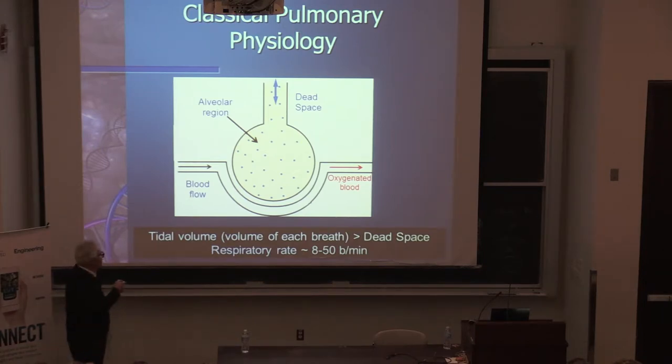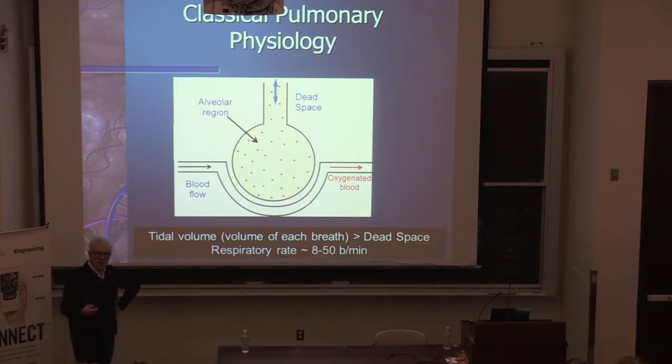And as you can see from this schema, to get adequate gas exchange, you need a tidal volume that's bigger than this dead space. If this is, let's say, 150 cc's and you breathe 100 cc's with each breath, you get no fresh gas down into the lung part that's in opposition to the blood flow.